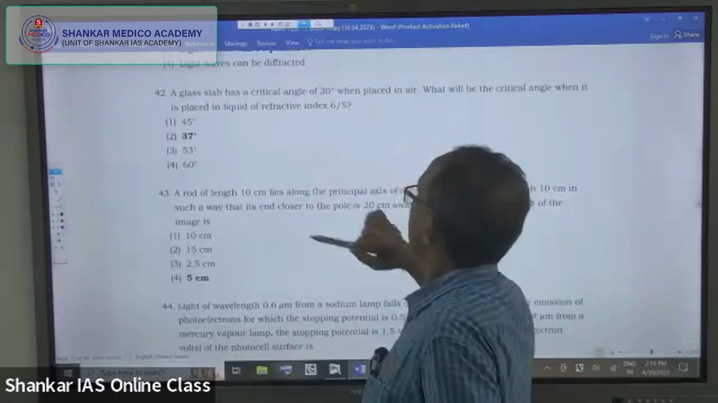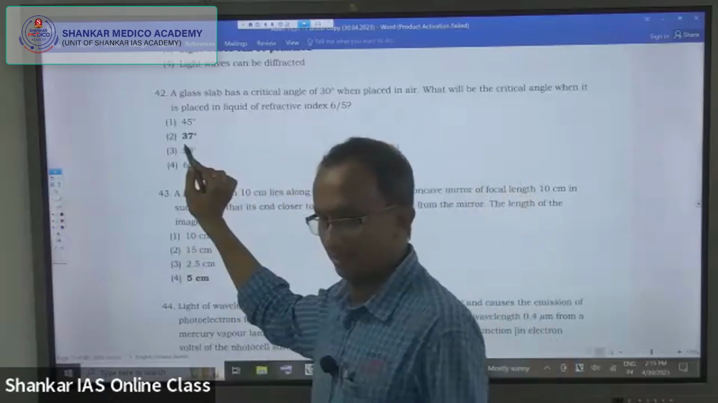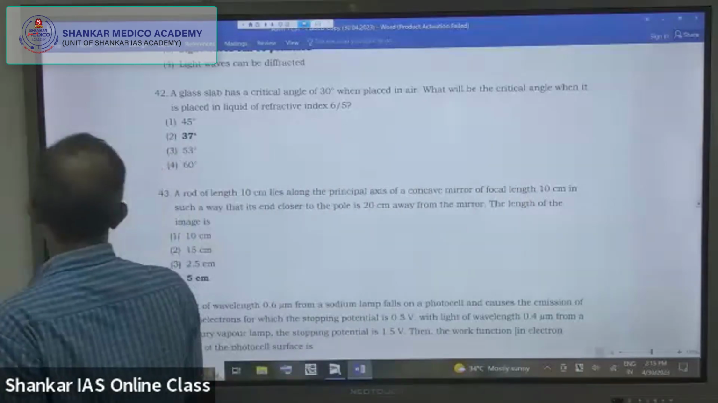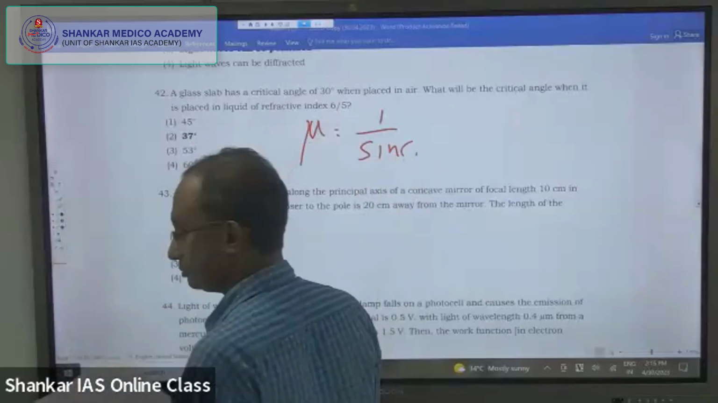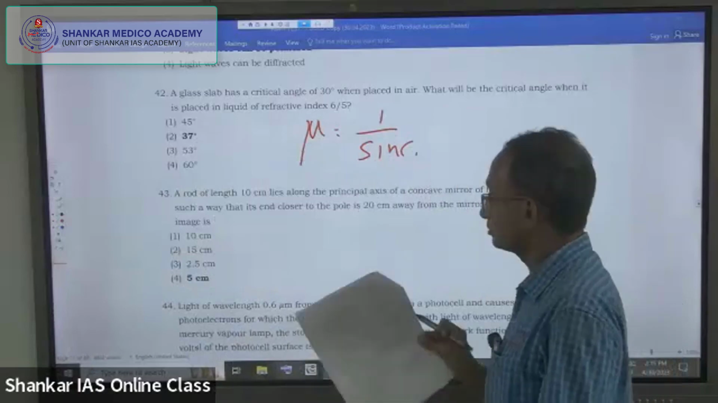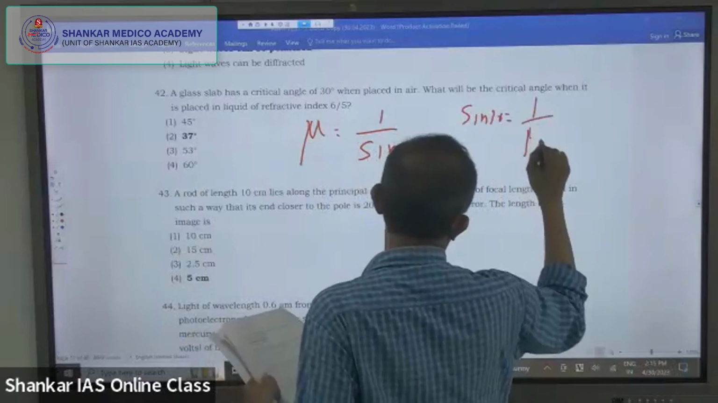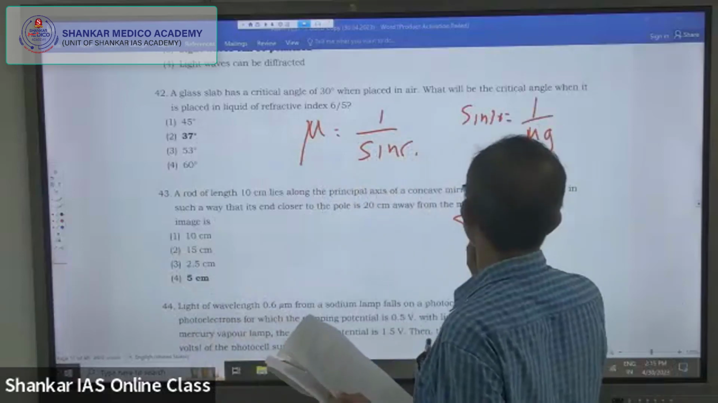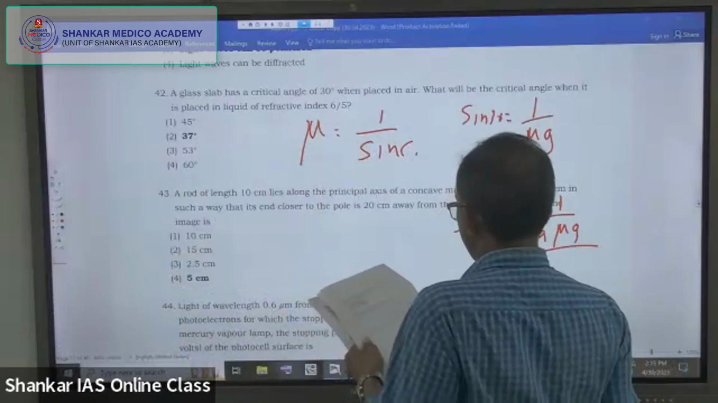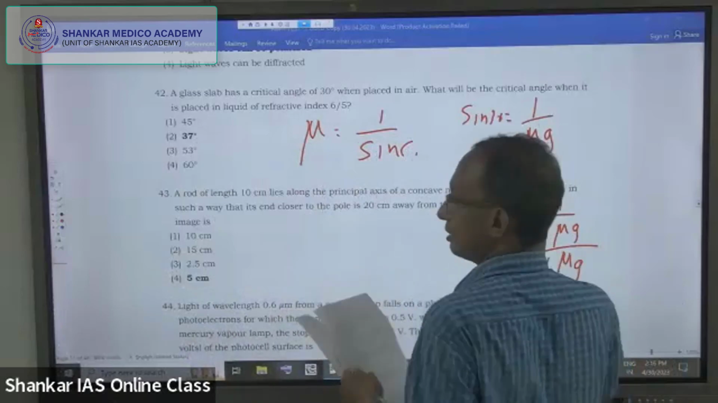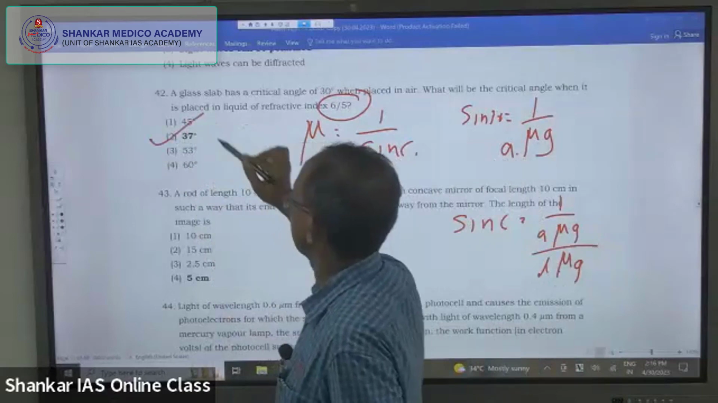Okay. A glass slab has a critical angle of 30 degrees. The relation is 37 degrees, you got? 37 degrees. Mu equals 1 by sin c. So sin 30 equals 1 by mu g a. Next, sin C equals 1 by mu g a upon mu g l. It is given here. Refractive index is given. Substitute. Answer is 37 degrees.